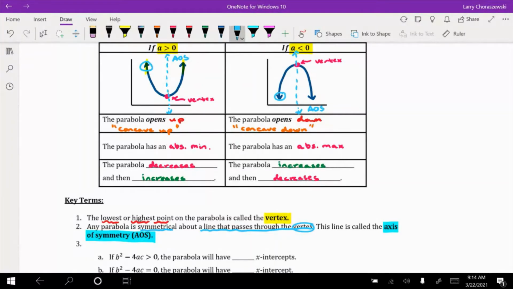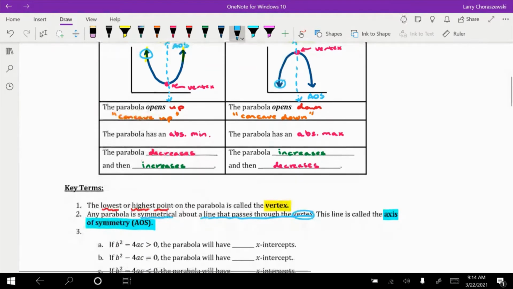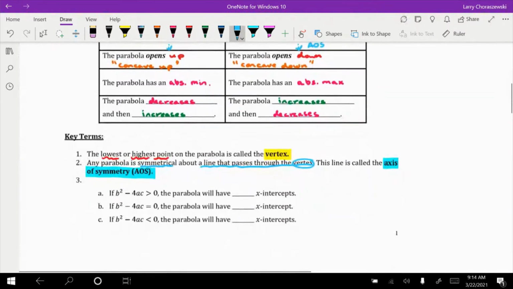On the next page, we'll actually look at formulas for both the vertex and the axis of symmetry. But before we do that, there is a way of predicting how many x-intercepts a quadratic function will have. In other words, how many times a parabola intersects the x-axis. And you may recall this expression right here, b squared minus 4ac. That's the discriminant of the quadratic formula.